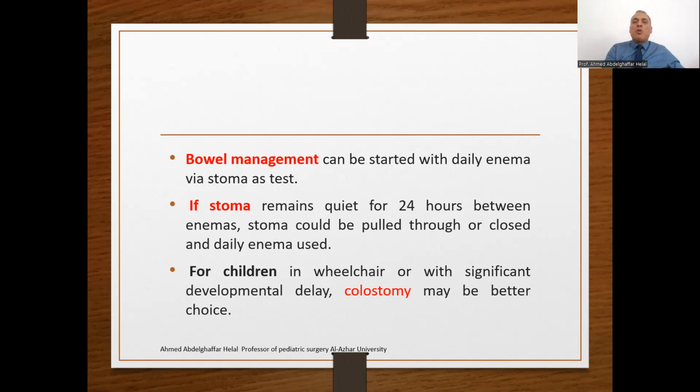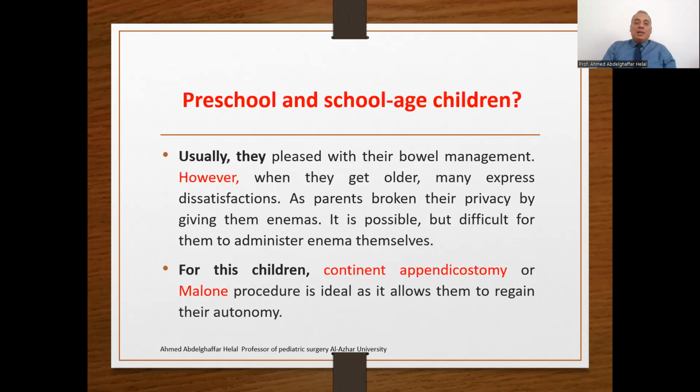I can try the bowel management through the colostomy and then decide what I can do. The last one is the preschool and school-age children. Usually preschool and school-age children are pleased with their bowel management. However, when they get older, many of them express dissatisfaction with the bowel management program. As the parent performs the enema for the child, the parent breaks their privacy by giving them enemas. So it's possible but difficult for them to administer the enema themselves.